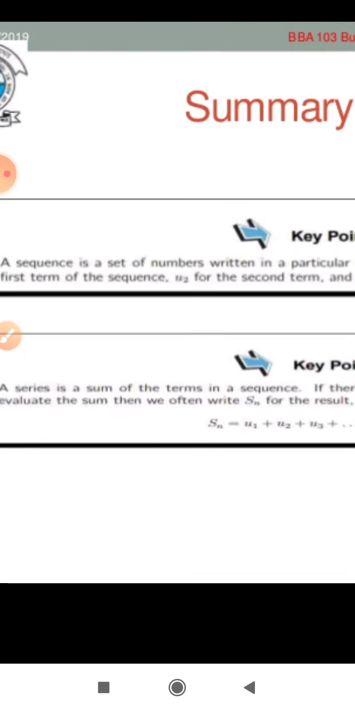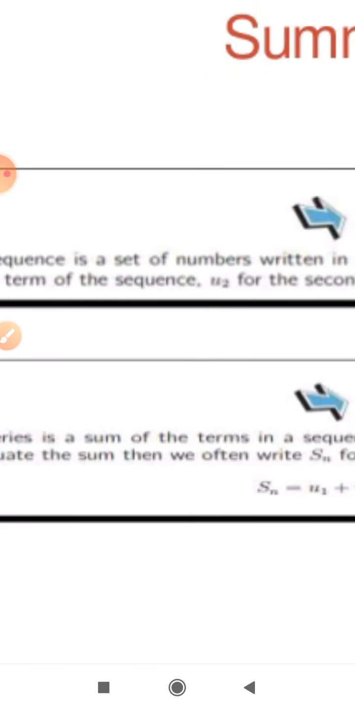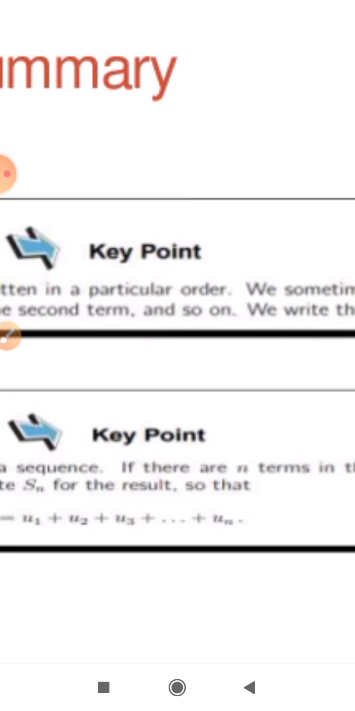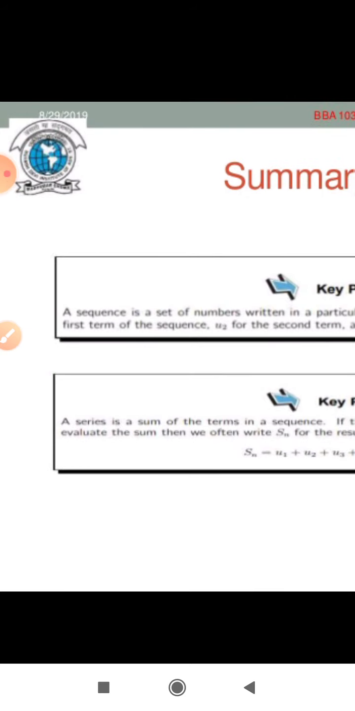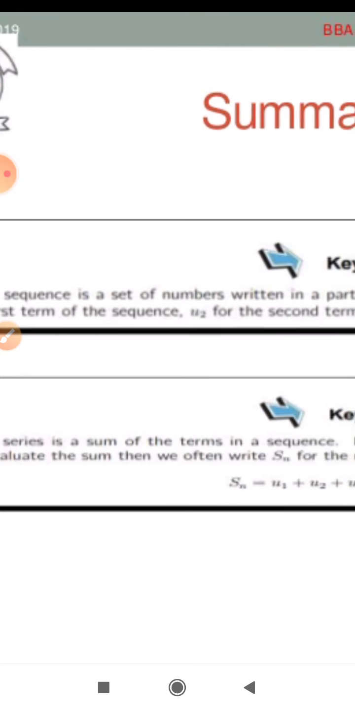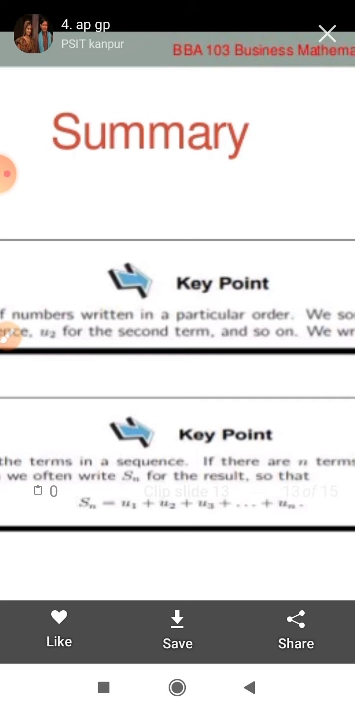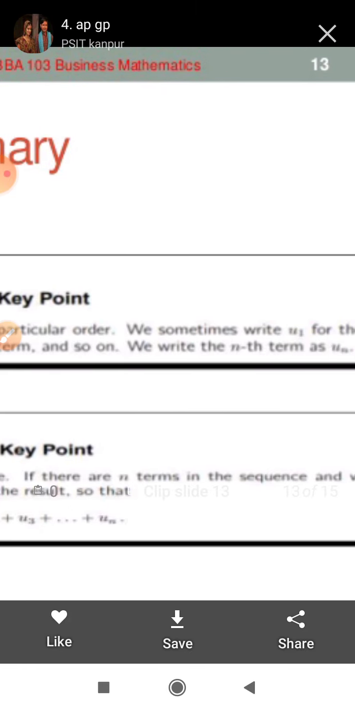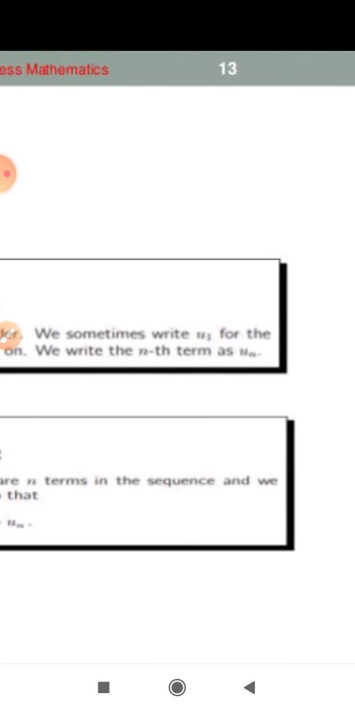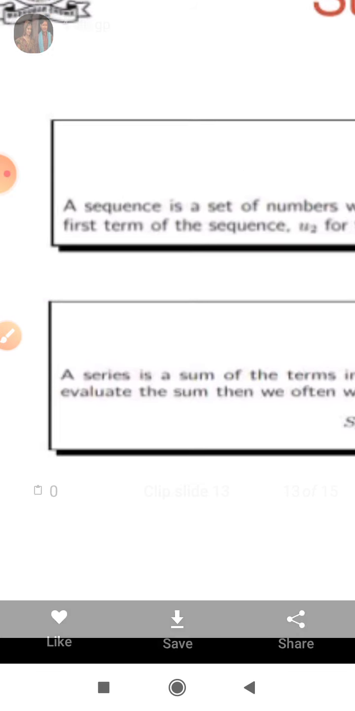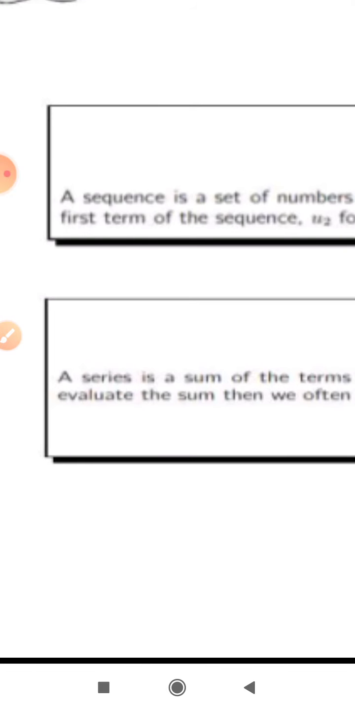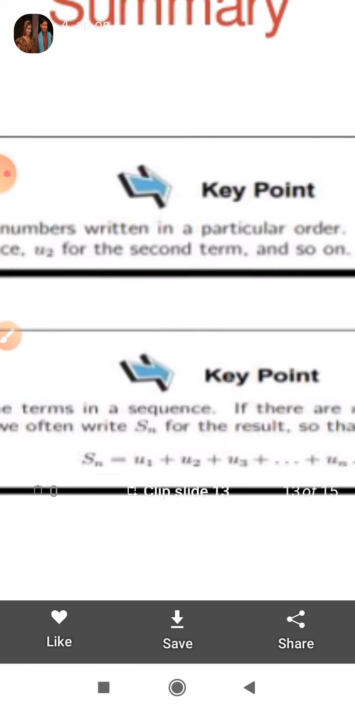Summary. Key points. A sequence is a set of numbers written in a particular order. We sometimes write U1 for the first term of the sequence, U2 for the second term, and so on. We write the nth term as Un. Key point: a series is a sum of terms in the sequence.